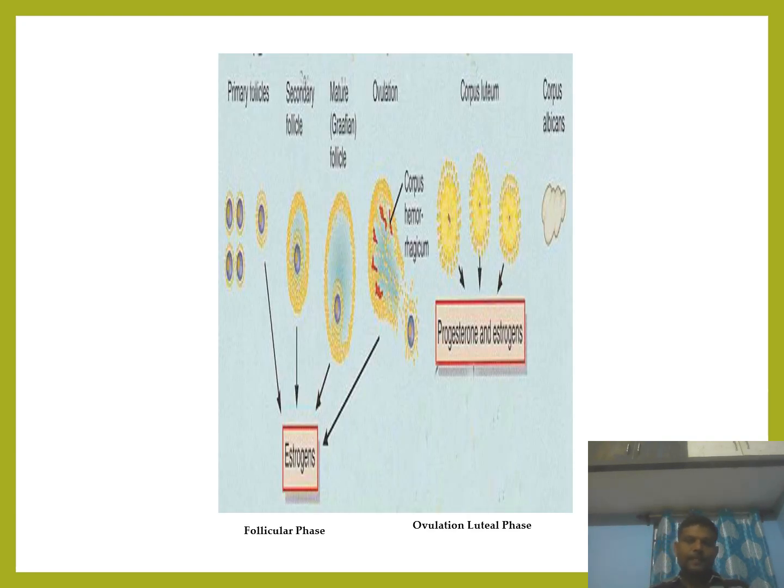If you see the ovarian cycle here, first the primary follicles are produced during the follicular phase, which in turn create the secondary follicles. The matured Graafian follicles are prepared, which secrete the estrogen. Ovulation takes place, after which the corpus luteum is formed, which secretes progesterone and estrogen. The corpus albicans is formed at the end of the luteal phase.